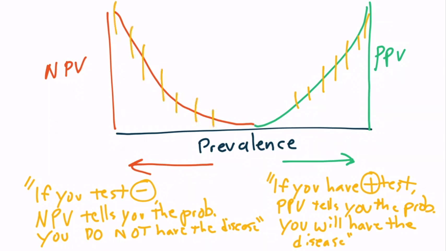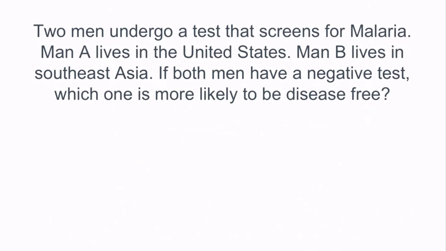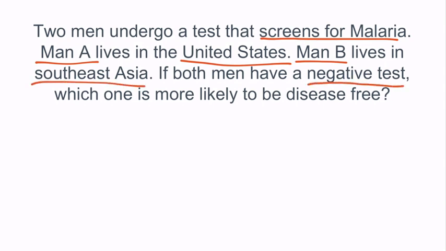So now let's do a question to solidify this concept. Two men undergo a test that screens for malaria. Man A lives in the United States, while man B lives in Southeast Asia. If both men have a negative test result, which one is more likely to be disease-free?